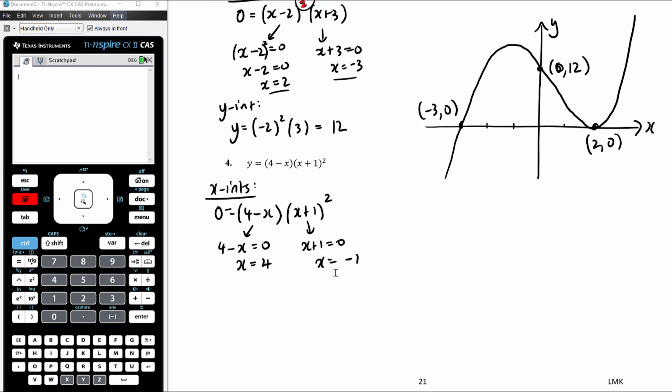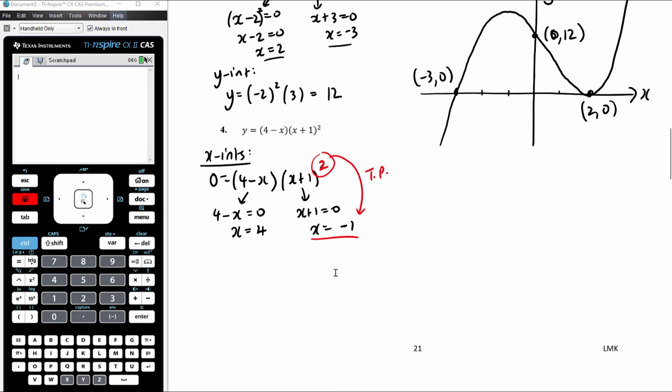And the fact that there is a squared here tells us that we've only got two x-intercepts again, so one of them has to be a turning point. The squared here tells us that that one will be the turning point. Okay, and there'll be another x-intercept at 4. Our y-intercept, let's calculate that. y is going to be 4 times 1 squared, so that's just 4.